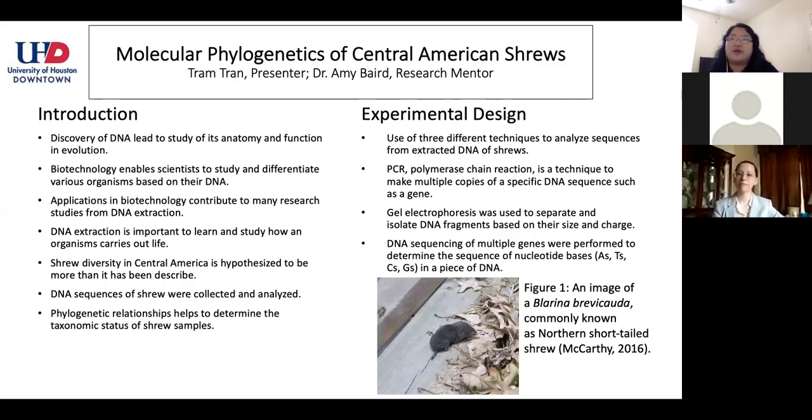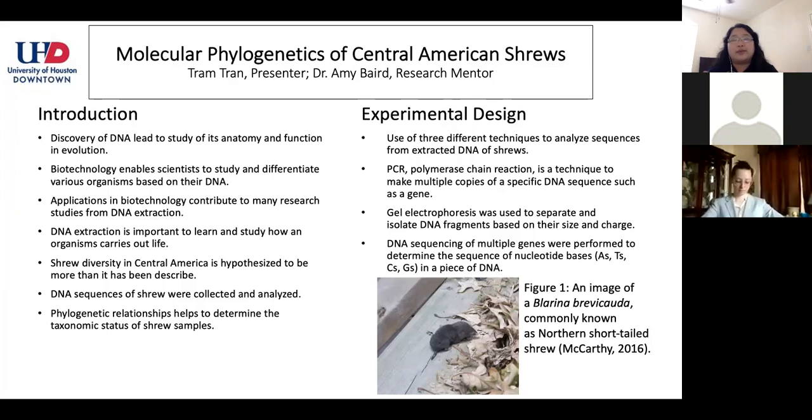This poster will cover my research with Dr. Baird over molecular phylogenetics of Central American shrews. As we all know, DNA is an important discovery for scientists to understand anatomy, function, and how it plays its role in evolution. The advancement of biotechnology enables researchers to explore and discover new species from DNA extraction.